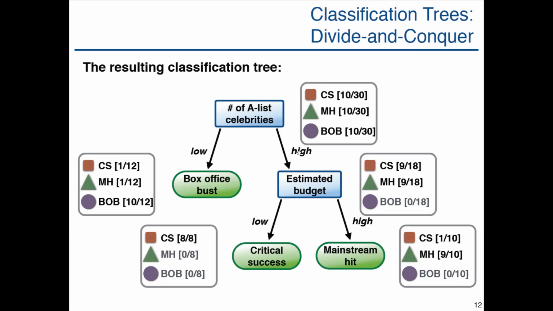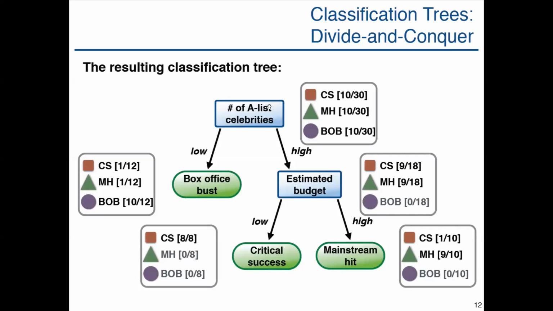In case of high, what results do you get? This is the initial case where you have all of them equal to 10: 10 critical success, 10 mainstream hits and 10 box office bursts. But in the next part, when you split on high, the number of A-list celebrities is high in this case. There you also have a split like this. We have an equal number of critical success and mainstream hits in this case. So we choose to split it further on another variable.